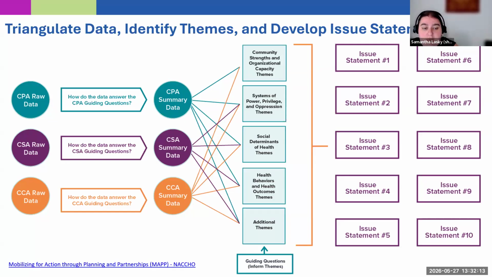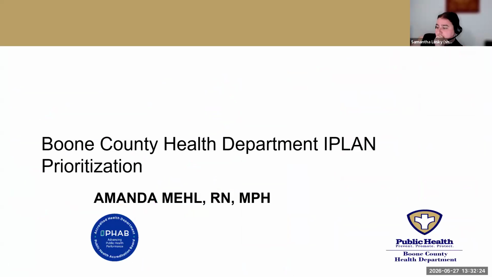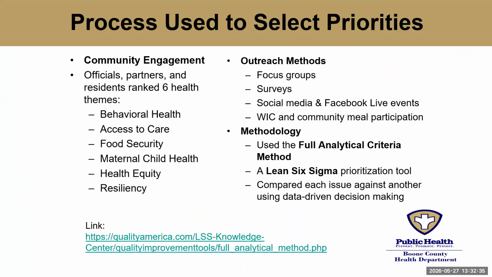Next, we're going to hear from Amanda Mail on how Boone County has used their process to prioritize the Boone County issues. I'll pass it over to Amanda. Thanks, Samantha. Hey, everybody. Amanda Mail here at the Boone County Health Department. I'll be pretty brief. We use a prioritization process that we've used the last two cycles of MAP. The last cycle in 2023 was our first cycle doing MAP 2.0. So we used the same prioritization process we used for MAP 1.0, and then we applied it to the new MAP process and found it to be pretty helpful.